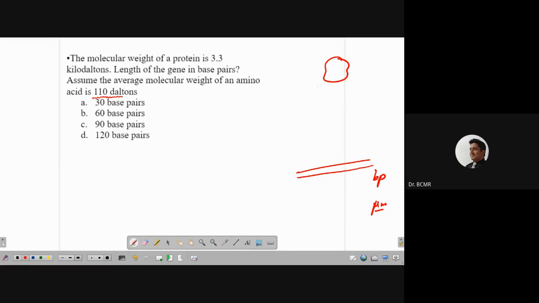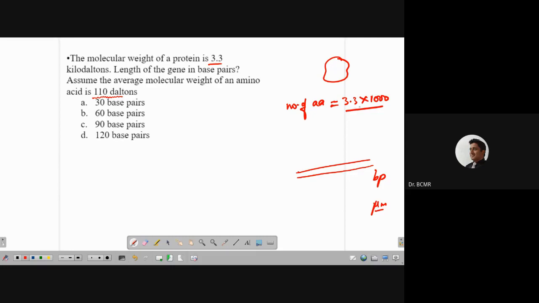So first of all, what is the number of amino acids in this protein? If I want to do that, I should take the total of 3.3 kilodaltons. So I will just take it as daltons. You should always remember that. Sorry, I made a mistake. Basically, I'll put it like this: 3.3 into 1000, because I'm now converting kilodaltons to daltons. Always keep track of the units, because otherwise it's likely that we might make a mistake.